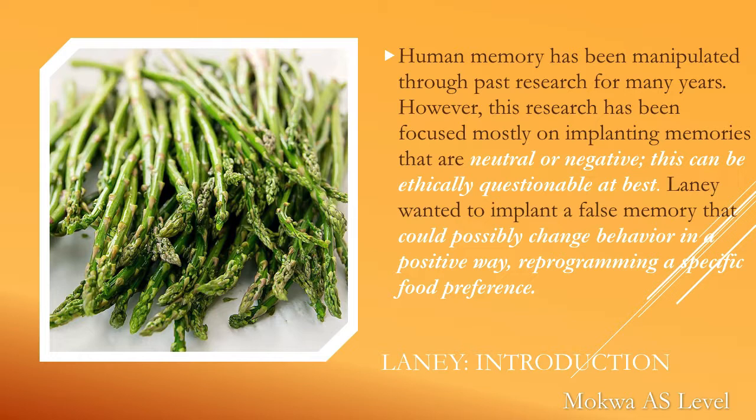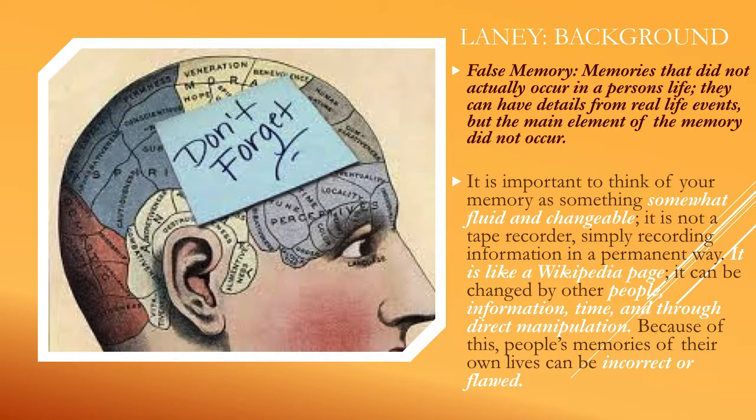Okay, so moving on to our background now. False memory, of course, just to define it for you, is a memory that did not actually occur in the person's life. Now, one of the tricks that psychiatrists, psychologists, and anyone working in the false memory arena can use is details. So a false memory could have a lot of true details. For example, if you spent your summers at a certain summer camp, or if you had a summer home in a certain location, or if a certain person was your best friend between a range of ages. So details can be used that are real, but the main element of the memory did not occur.